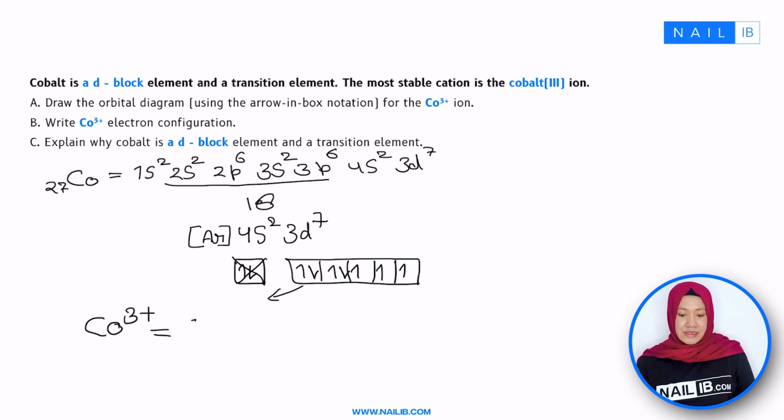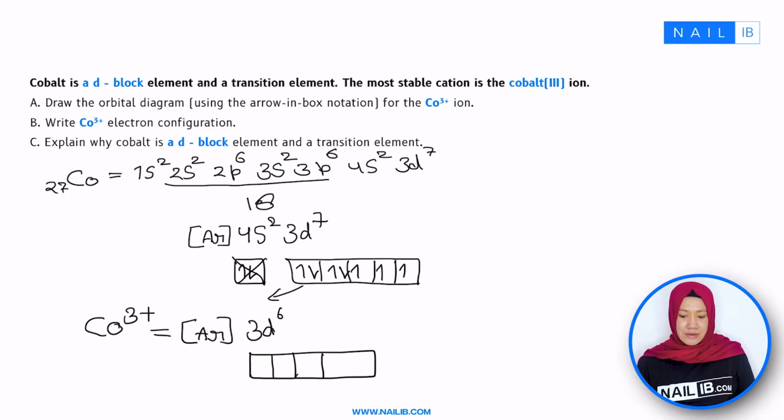So now the electronic configuration would be 3d6. So the arrow-in-box notation would be 1, 2, 3, 4, 5, 6. All right. So that is for the Co3+ electron configuration and the orbital diagram.